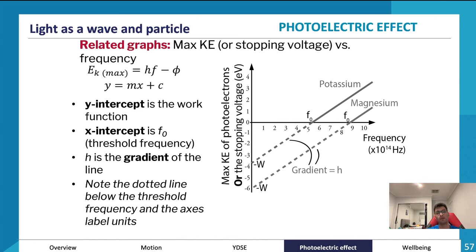Just quickly with E_K max graphs, this is very similar to our y equals mx plus c graphs. The thing with these graphs is m, in this case the gradient, is equal to h, and since h is always constant, the gradients of all of these graphs are going to be the same. So in this case we have potassium and we have magnesium. Because the gradient is always h, the gradient is the same, so they're parallel.